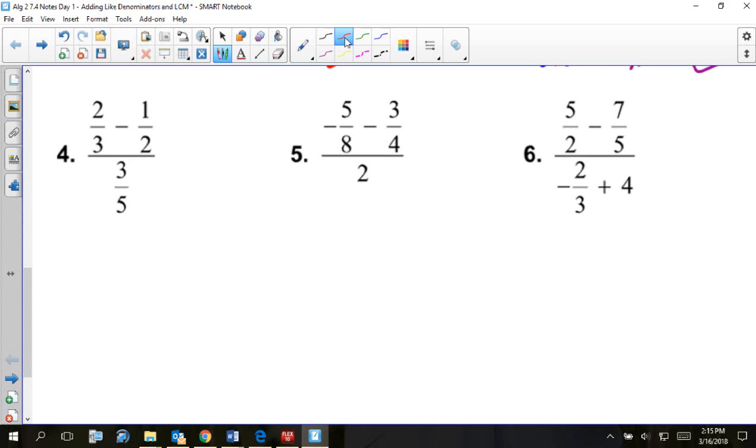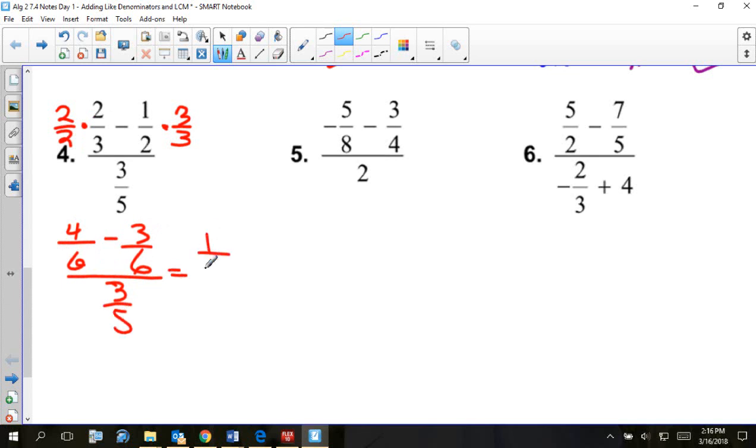So 3 and 2, our common denominator would be 6. So this one I multiply by 3/3. This one by 2/2. Multiply straight across, I get 4/6 minus 3/6, which gives me 1/6 over 3/5.